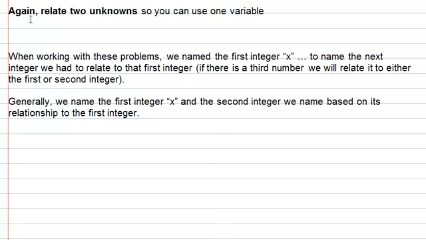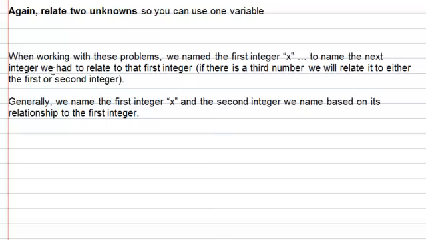So again, when we start talking about word problems, we've got the same idea that we've been addressing over and over again. The first thing we have to do is make translations. And at this point in your math life, you need to learn to relate two unknowns so you can just use one variable, because we do not know how to solve equations in more than one variable at this point.